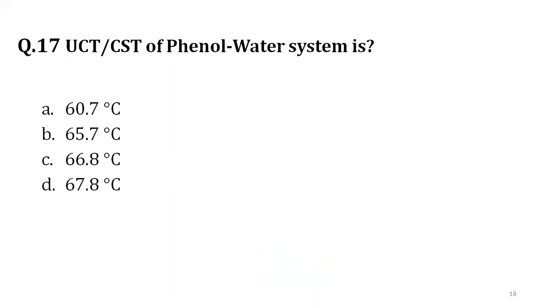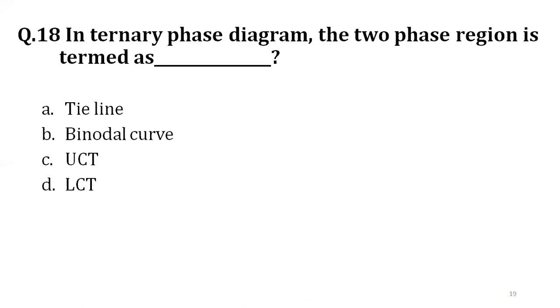Question 17. The UCT, that is the upper consolute temperature, or the critical solution temperature for the phenol and water system is: option A 60.7 degrees Celsius, B 65.7 degrees Celsius, C 66.8 degrees Celsius, and D 67.8 degrees Celsius. Again, this is the reported value in the book of Martin. So option C is correct, that is 66.8 degrees Celsius.